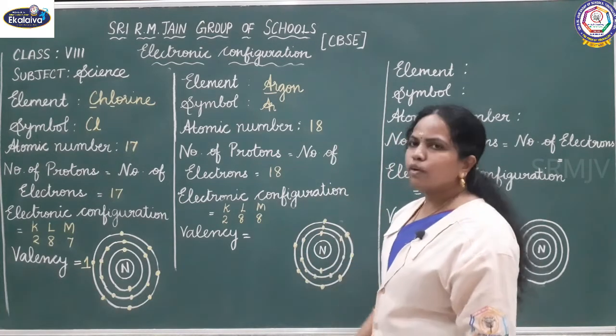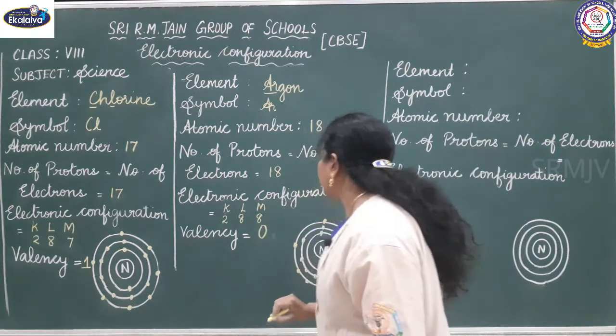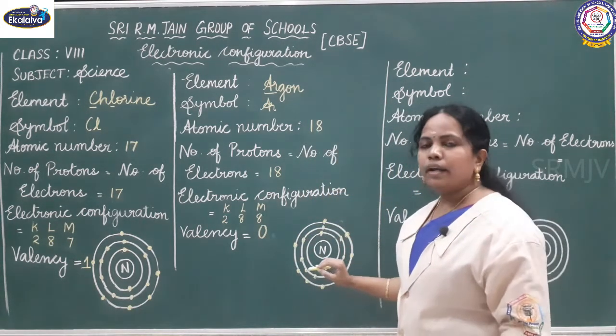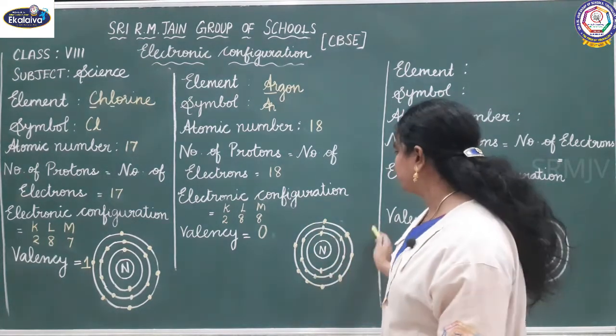Now what is the valency of argon, children? It is 0. Because in the outermost shell it contains 8 electrons. So 8 minus 8 is 0.